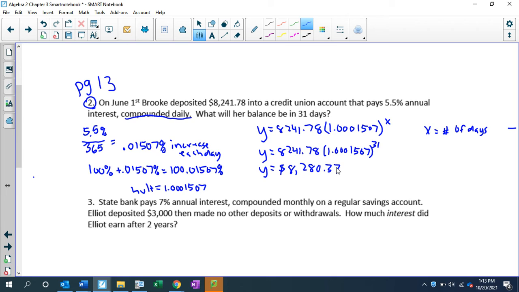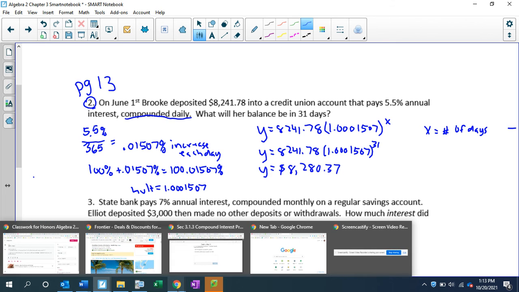Now, if you got this huge number, you want to double check your work. You're not going to make a ton of money on interest after just 1 month, okay? So always check your work. You're not going to be a millionaire off of interest in just 1 month. So that should be our correct answer.